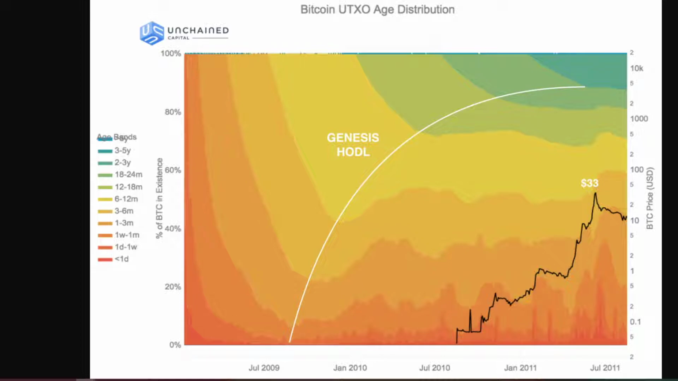Bitcoin's price wouldn't reach even $1 until February 2011, but early miners likely had many thousands of Bitcoin. Why not make a little cash?